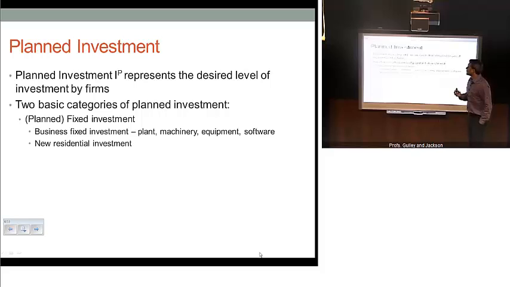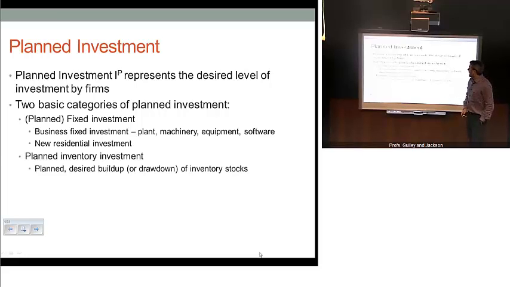The first is what's referred to as business fixed investment. So this is things like plant, machinery, equipment, software, all of the things that businesses do to be able to produce goods and services. They buy these things to increase their capital for productive purposes. The second piece is new residential investment. So every time you build a house, that adds to the capital stock, and that is included in this fixed investment piece.